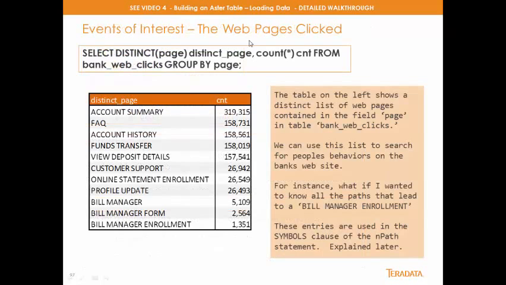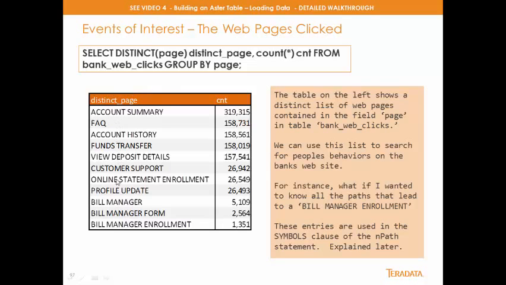Now, the events of interest, the web pages that are clicked by my account holders and my sessions, there are distinct sets of them. So you'll see here I set a distinct set of pages, and I got a count of those distinct set of pages from my bank web clicks. You'll notice that this is pure ANSI SQL. This is a group by kind of SQL statement. And so I can take advantage of the full power of ANSI SQL inside of my Aster environment.